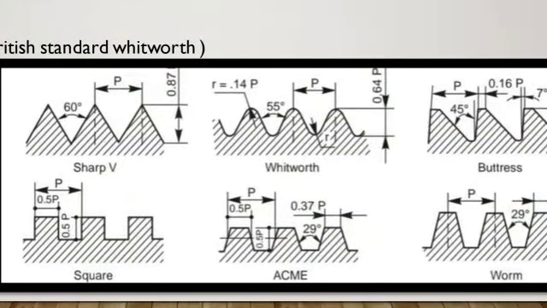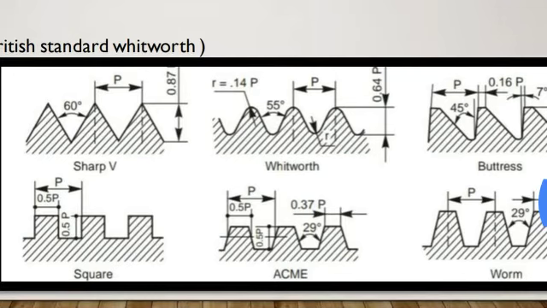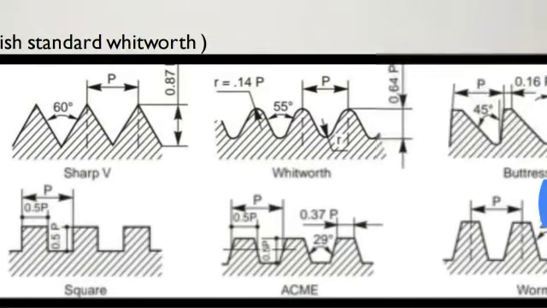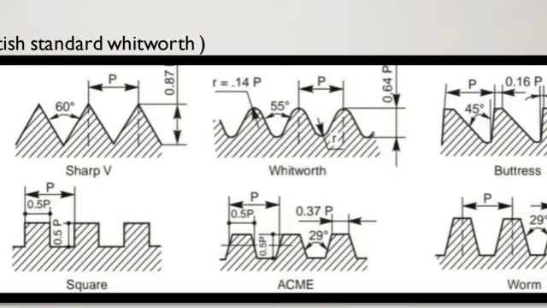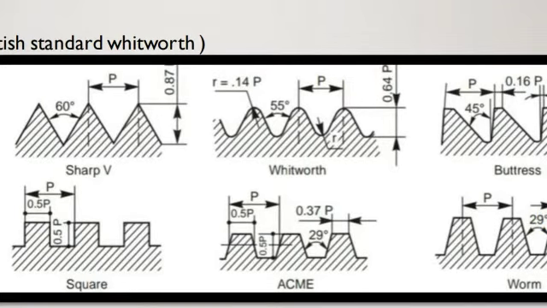Next, Whitworth thread. In sharp V thread the angle is 60 degrees, in Whitworth thread it is 55 degrees. That is the first change: 55 degrees. Whatever the P, that is the same. What is the height? In sharp V thread it is 0.87, in Whitworth thread it is 0.64. You have to remember this definitely. The angle should be 55 degrees in Whitworth thread and the height should be 0.64.